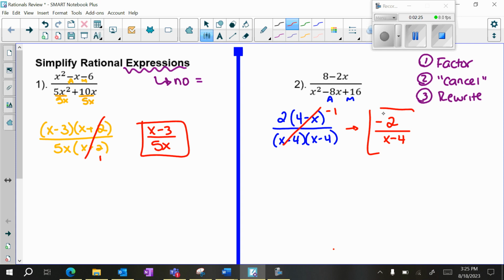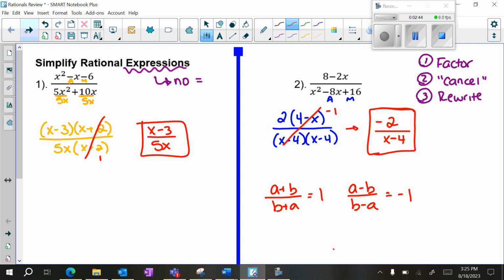over x minus 4. So if I have something like a plus b over b plus a, that's going to give me 1. Addition is commutative. But subtraction is not, so these divide to a negative 1. Just something to keep in mind.